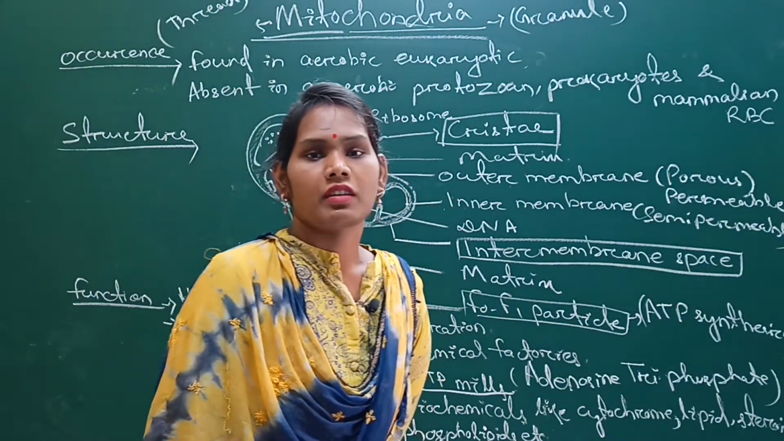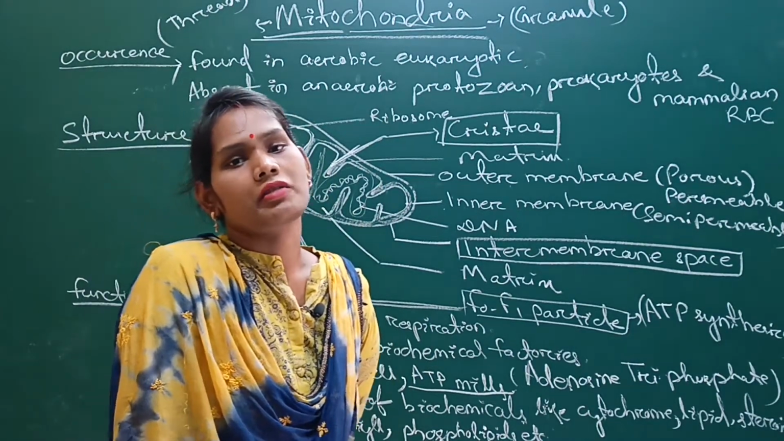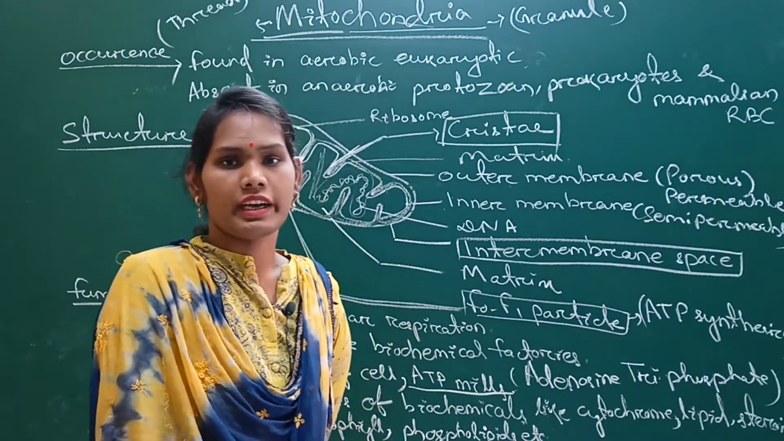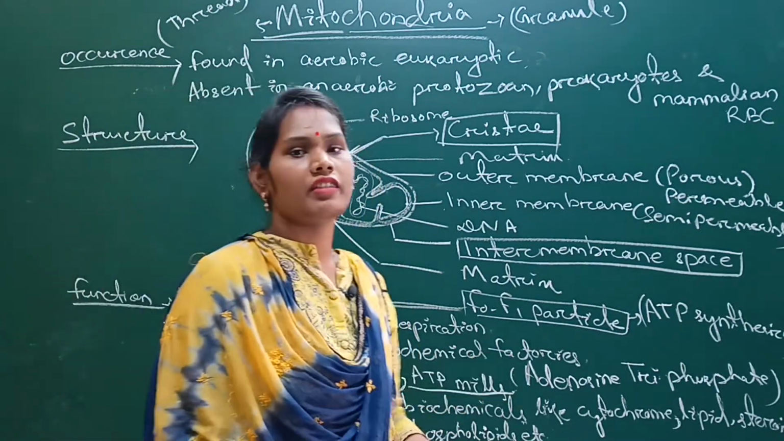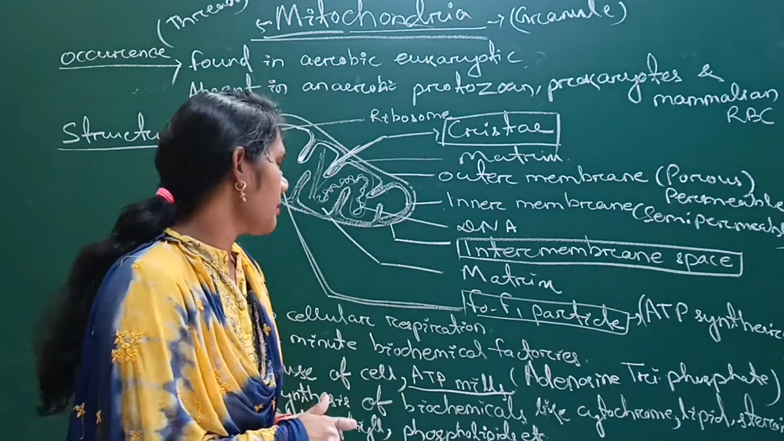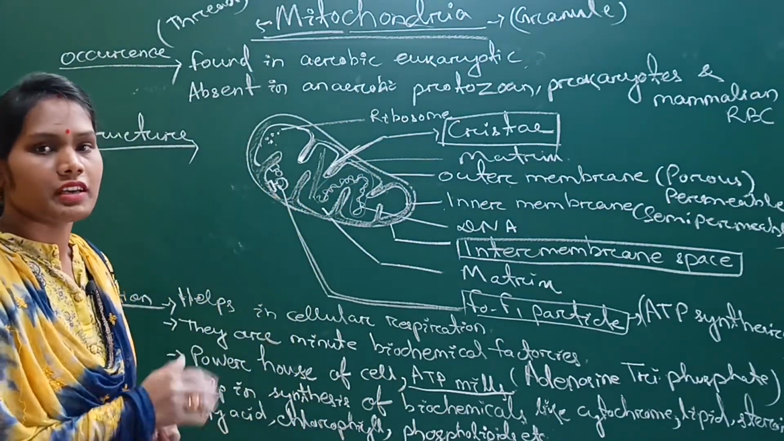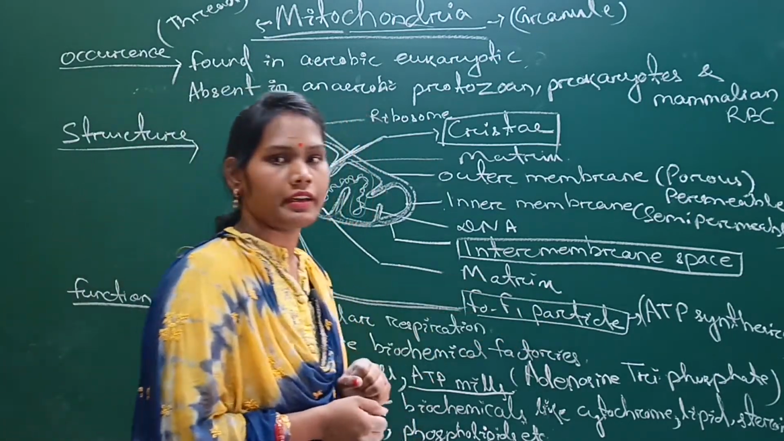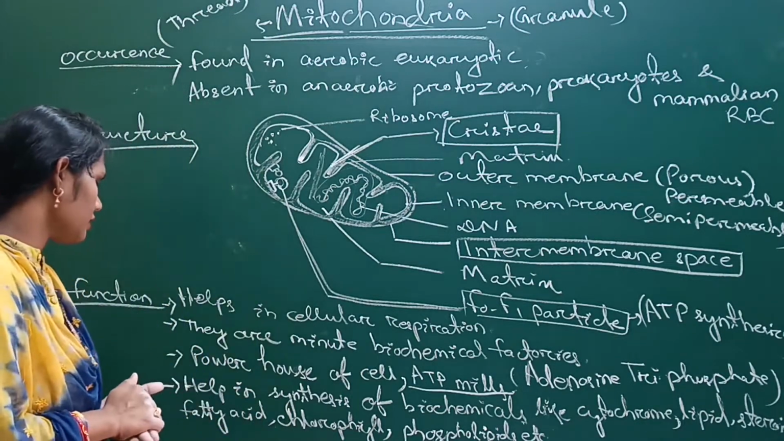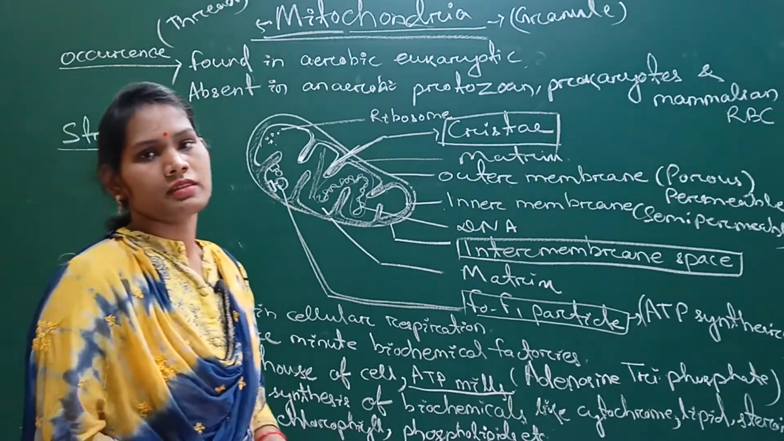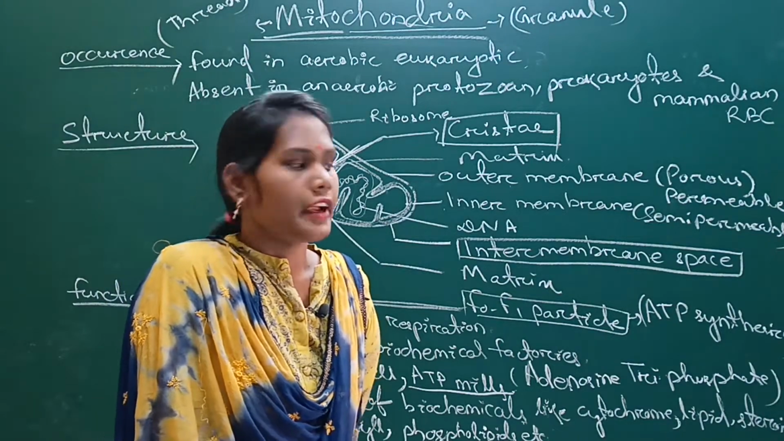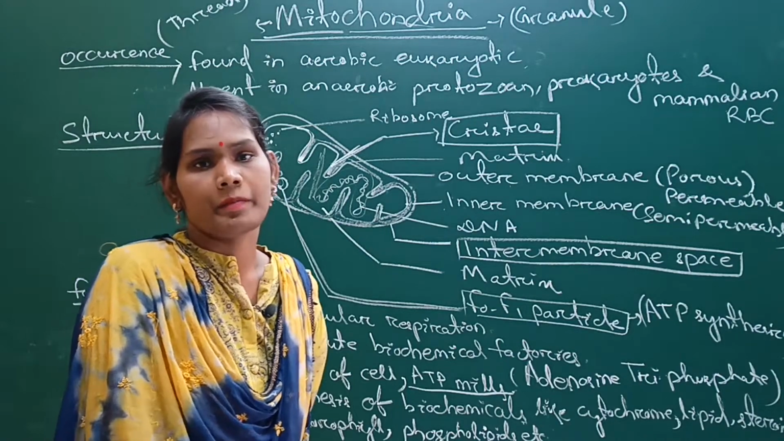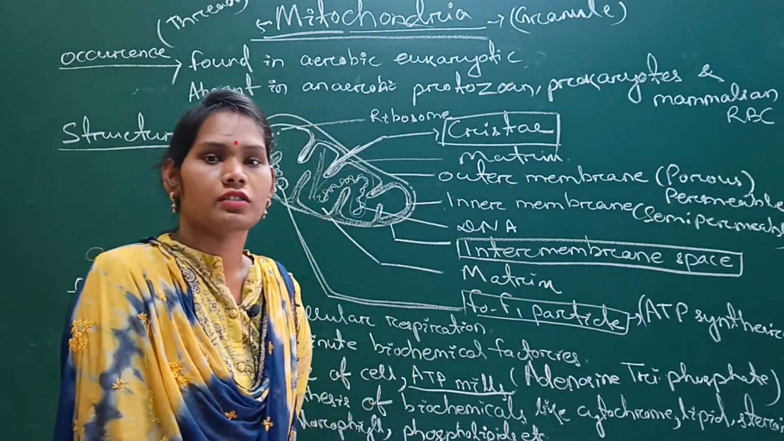So we know that as a product of respiration, some energy molecules are derived and these energy molecules are stored in the form of ATP molecules. ATP's full form is adenosine triphosphate. That's why mitochondria is called the powerhouse of the cell, because it stores ATP and synthesizes ATP, and ATP is synthesized by the F0 F1 particle present on the matrix side of mitochondria. Then it helps in the synthesis of biochemicals like cytochromes, lipids, steroids, fatty acids, chlorophyll, etc. So this is all about the structure and function of mitochondria.